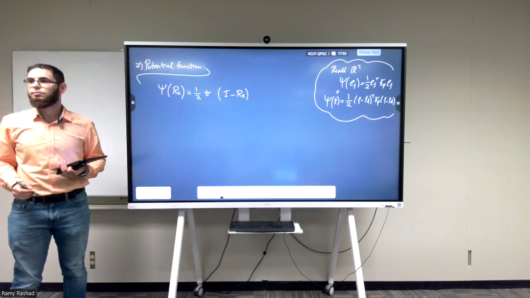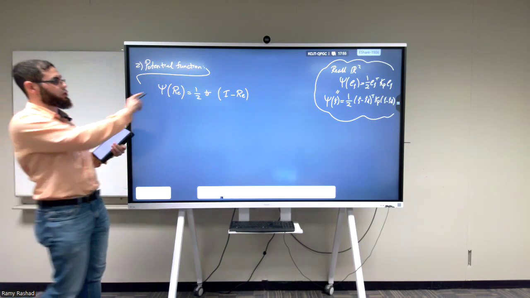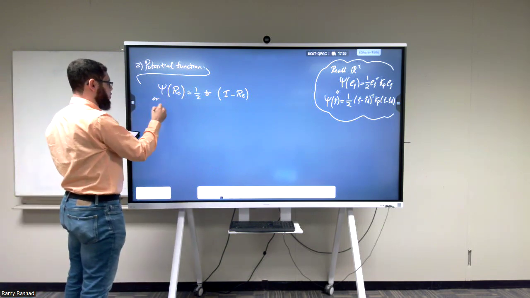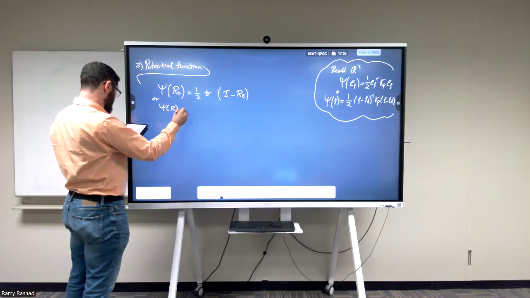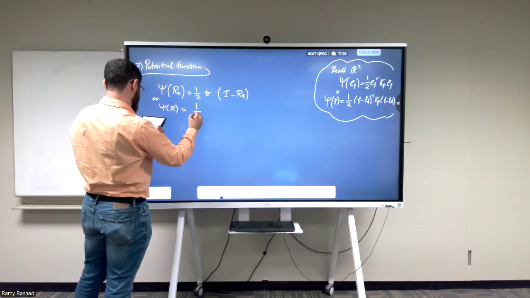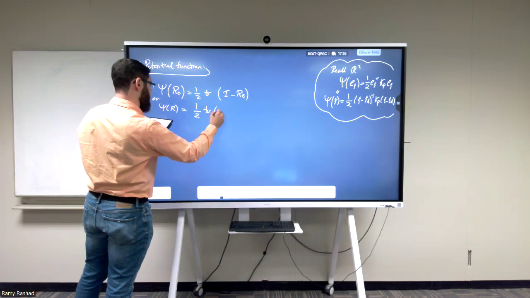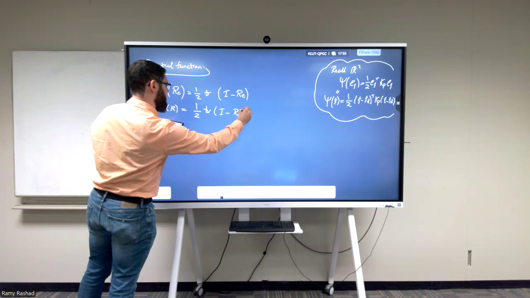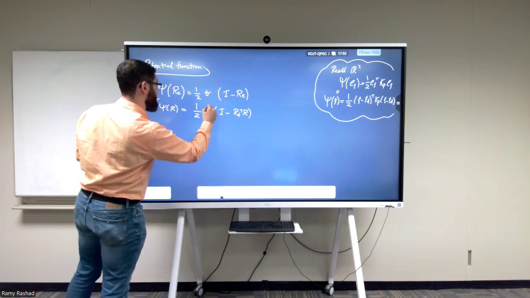Yeah, and I can rewrite it differently. So here, this is written as a function of the error. I can also write it as a function of R, and then it will be written as half the trace of identity minus R desired transpose multiplied by R. Just clean up this stuff.